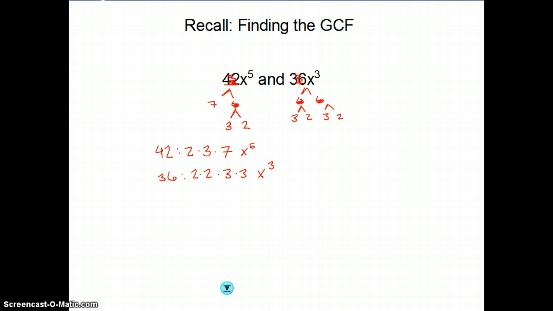Now what they have in common, they have a 2, they have a 3, and they have some x's in common. 36 has 3 x's, where 42 has 5 x's. Since 5 is greater than 3, they only have x to the 3rd in common. So my greatest common factor of the two terms is 6, because 2 times 3 is 6, and x to the 3rd.